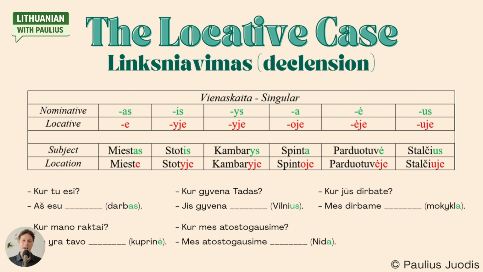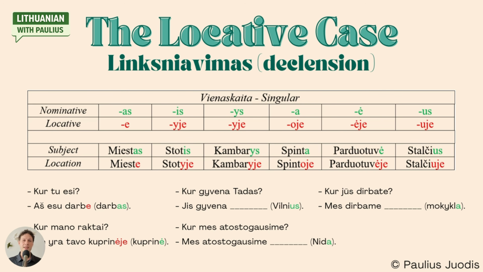So I assume you have already finished the exercise. Now let's take a look at the answers. The first question in the first dialogue was: kur tu esi? Where are you? The answer is: aš esu darbe. I'm at work. The next one would be: kur mano raktai? Where are my keys? Jie yra tavo kuprinėje. They are in your backpack.